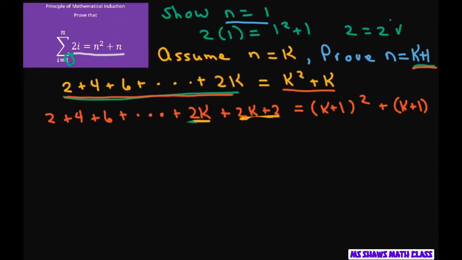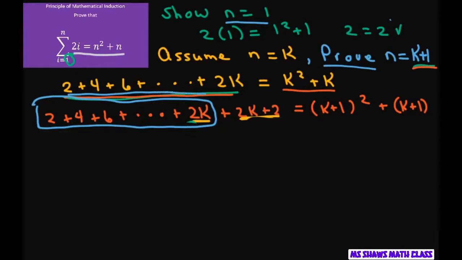Now, let's prove this by simplifying. This right here we already know what it equals. That's why you have to copy this thing down. It equals k squared plus k. So you put k squared plus k. Now let's add the 2k plus 2. And you simplify this, you're going to get k squared plus 3k plus 2.